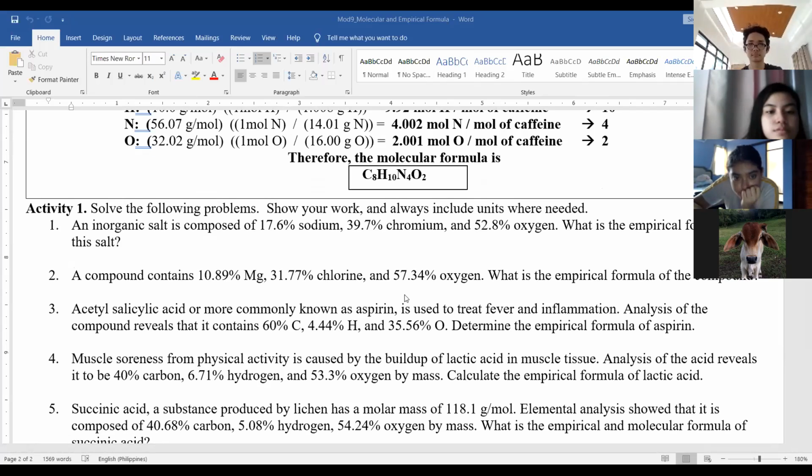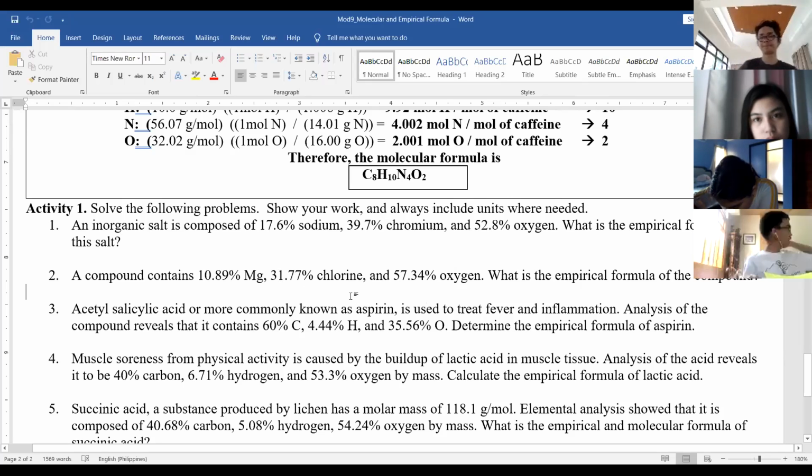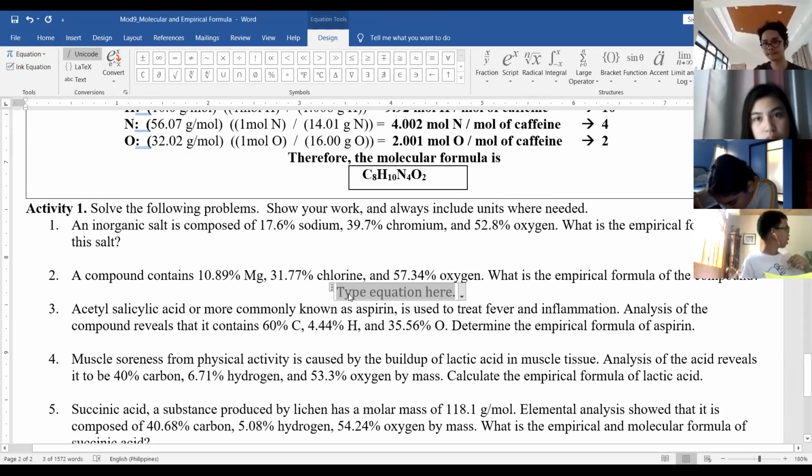Let's try number 2. 10.89, 31.77 plus 57.34. Let's try number 2, class, because the percentage composition of each element is exactly 100%. I'm not sure which part I made a mistake in number 1. I'll double check my original file here, class, if that is a typo, or if this is the original percentage composition, then probably we'll use that given then. Let's try number 2 then.